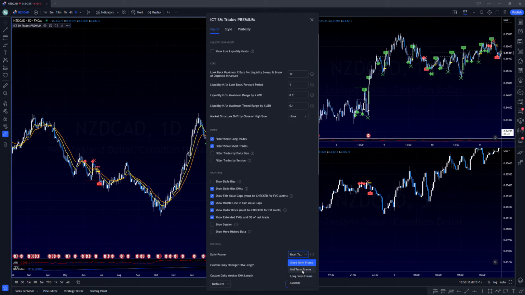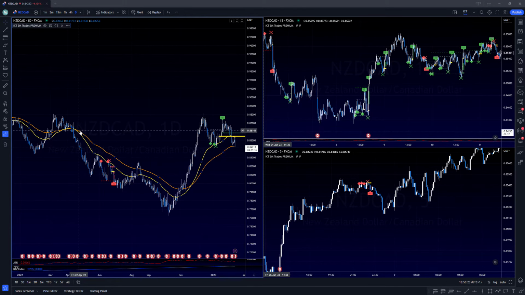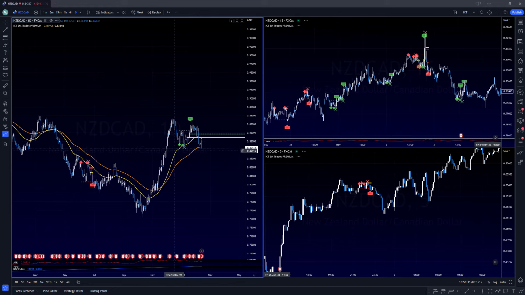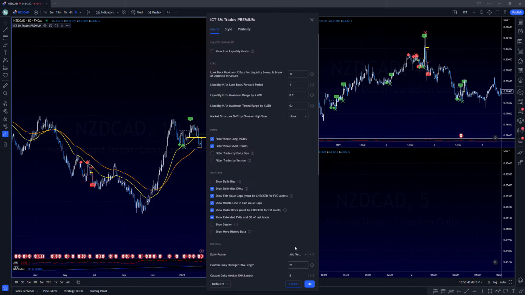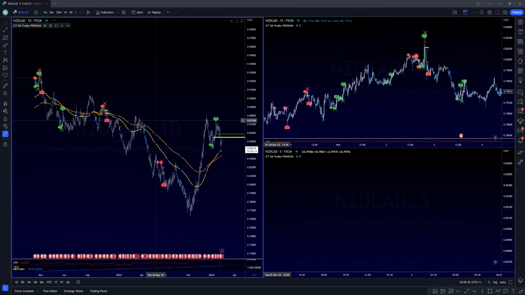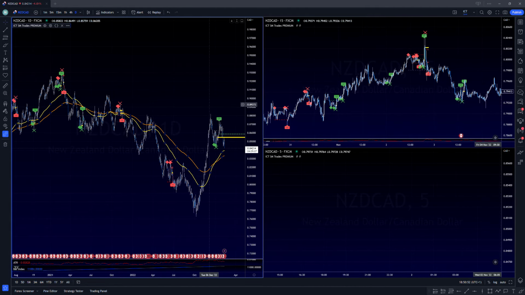Okay, if we set mid-term, we can see that it will be a little bit higher frame. So we would see short daily bias from here up to here, and from here to here it would be long daily bias. Okay, and if we set a long-term frame, as we can see we would be in the short trend from here to here.